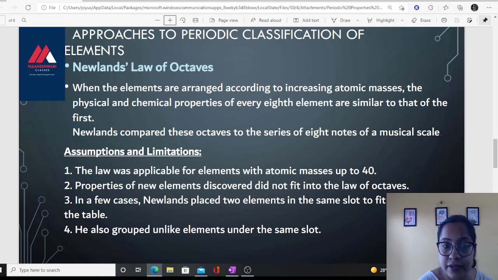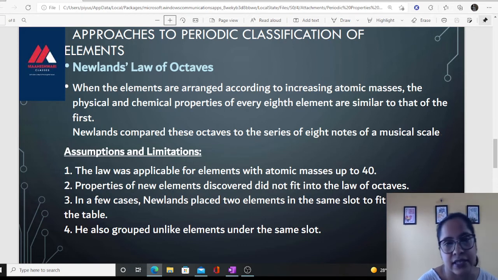अब इसके कुछ assumptions थे और कुछ limitations थे. So this law was applicable for elements with atomic masses up to 40. उसके बाद ये applicable नहीं था. Properties of new elements discovered did not fit into the law of octaves. So as and when new elements were being discovered, they did not fit into the law of octaves. In a few cases, Newlands placed two elements in the same slot to fit elements in the table. So of course it was not uniform as well. And he also grouped unlike elements in the same slot. So elements which had extremely dissimilar properties, he had grouped them together as well.